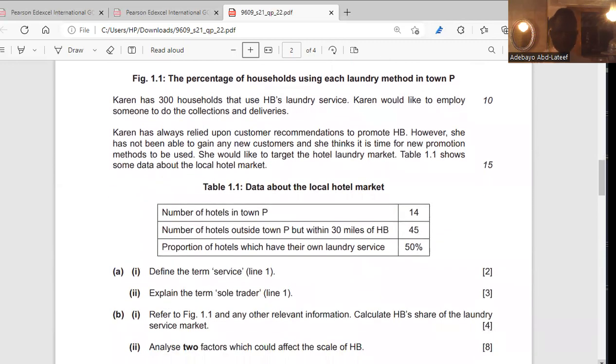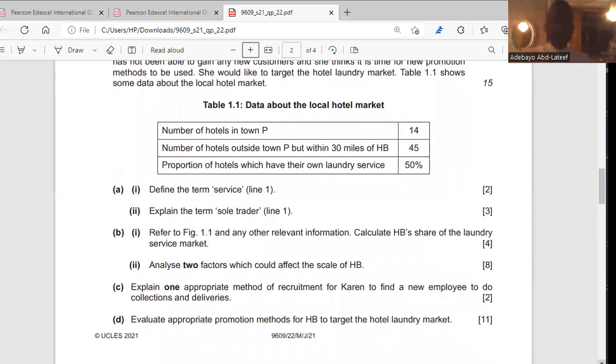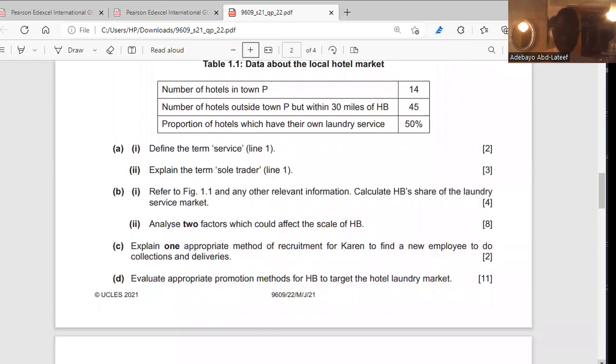Okay. Analyze two factors which could affect the scale of HB. So when we talk about the factors that could affect the scale of HB, we're talking about factors that could affect the supply of HB. So we are talking about the factors of production, which are land, labor, capital, and enterprise. So how does each factor affect the supply of HB? We'll start with the first one, which is capital. When we talk about capital, we're talking about the quality and the quantity of capital. And what is the capital here? We're talking about the equipment used by Karen.